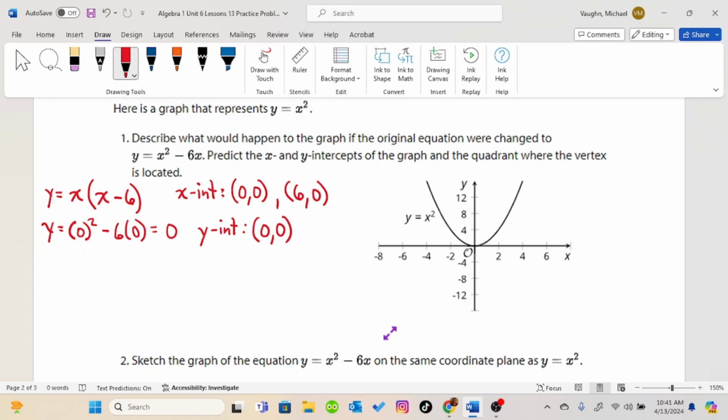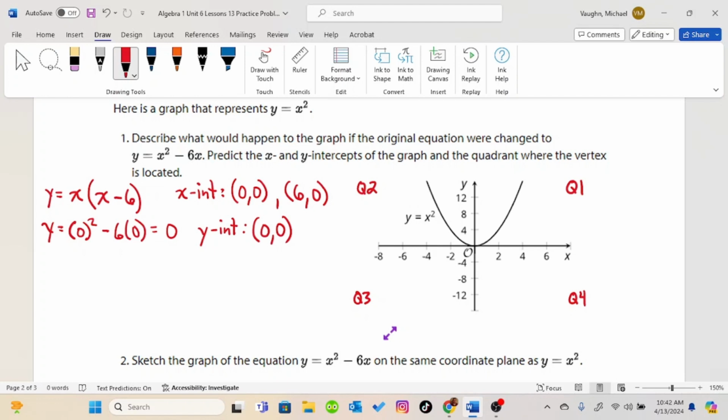If we want to know what quadrant this is going to be in, remember that we start with quadrant 1 in the upper right, and then we go counterclockwise. So quadrant 2 is the upper left, quadrant 3 is the bottom left, and quadrant 4 is the bottom right.